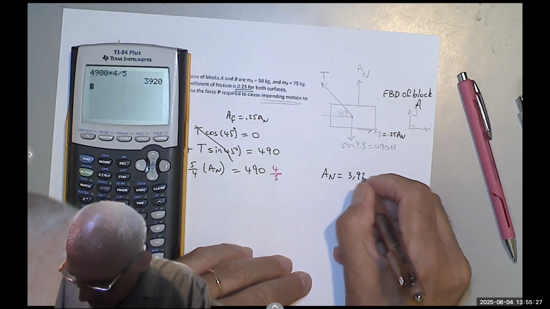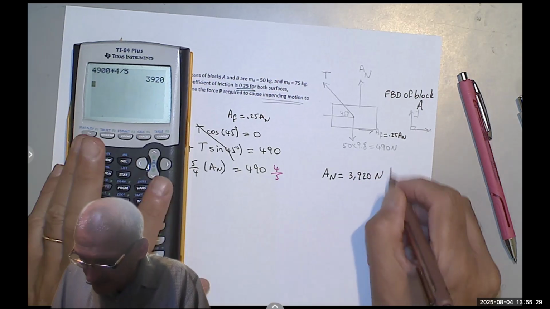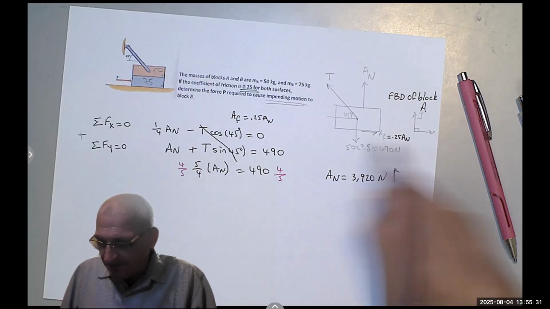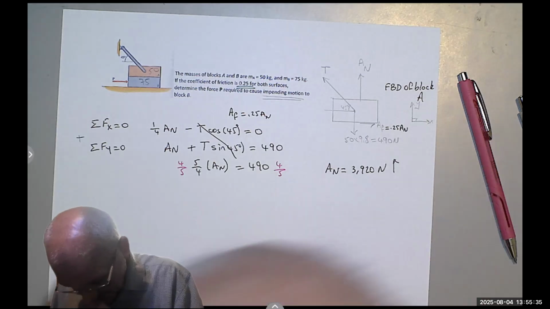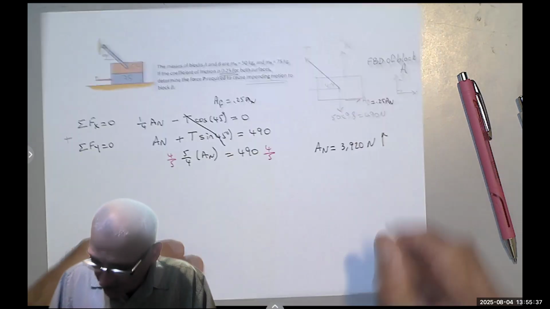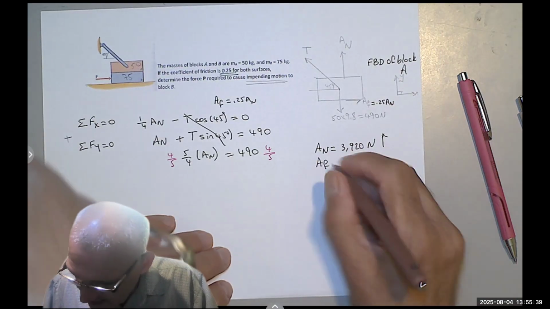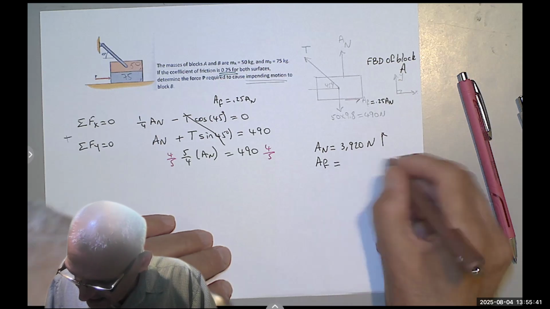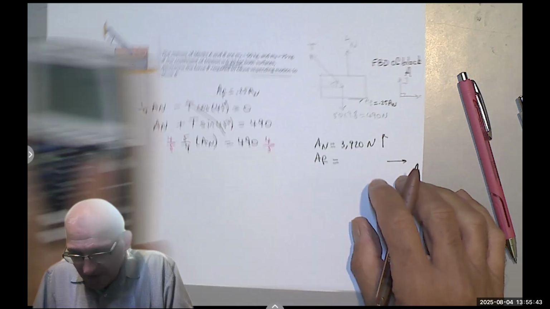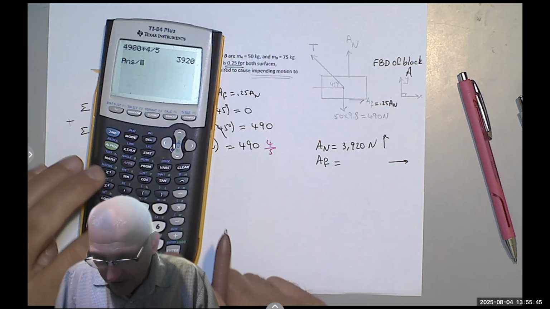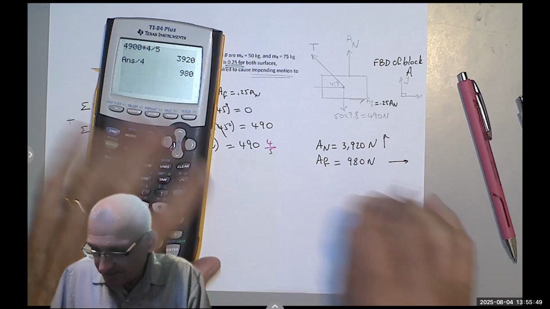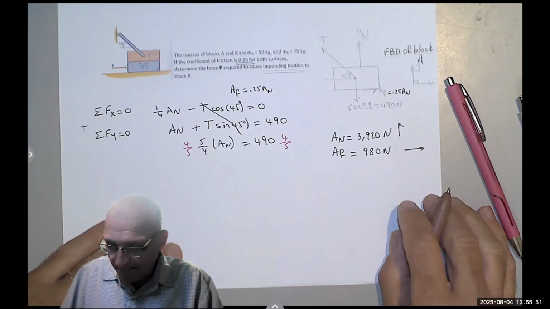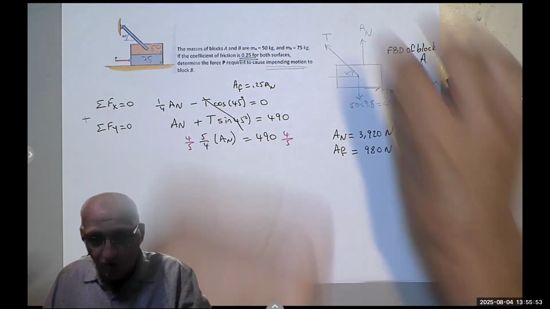3920 Newton. A sub N is up and A sub F is a quarter of that to the right. So I found A sub N, and of course A sub F is in the same direction here, but dividing by 4, I get 980 Newton. Okay, I'm done with the top part.